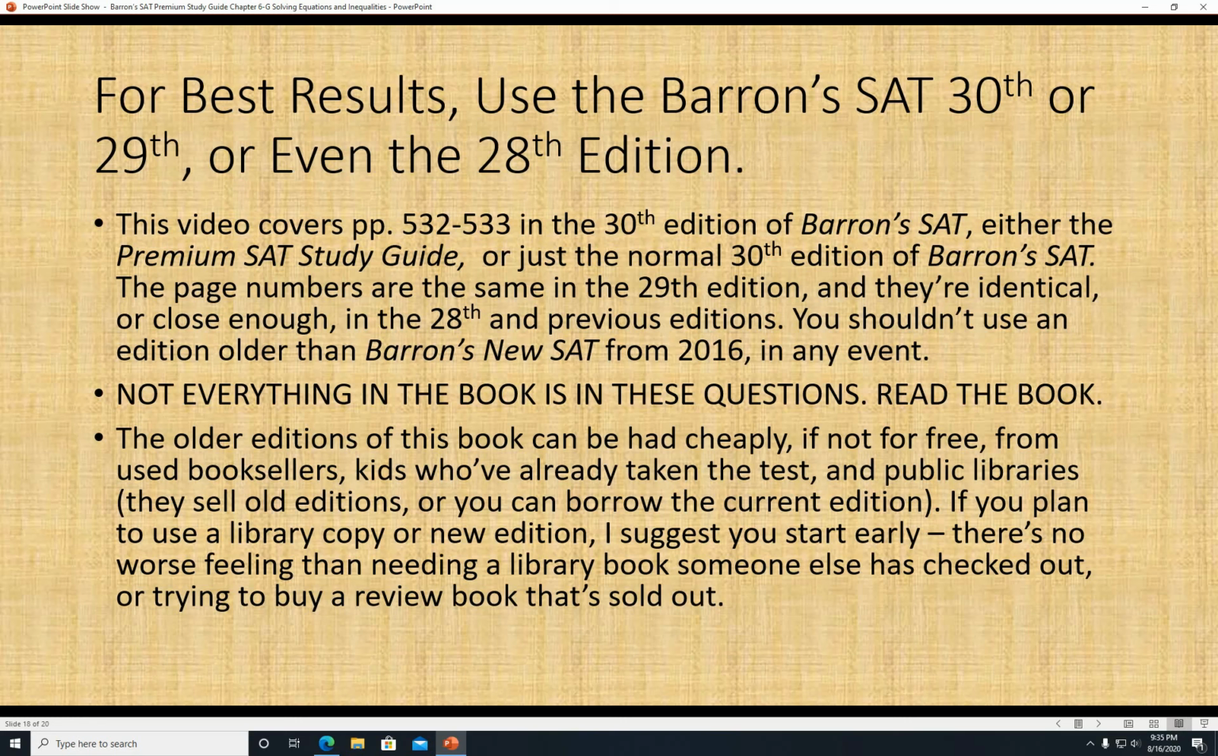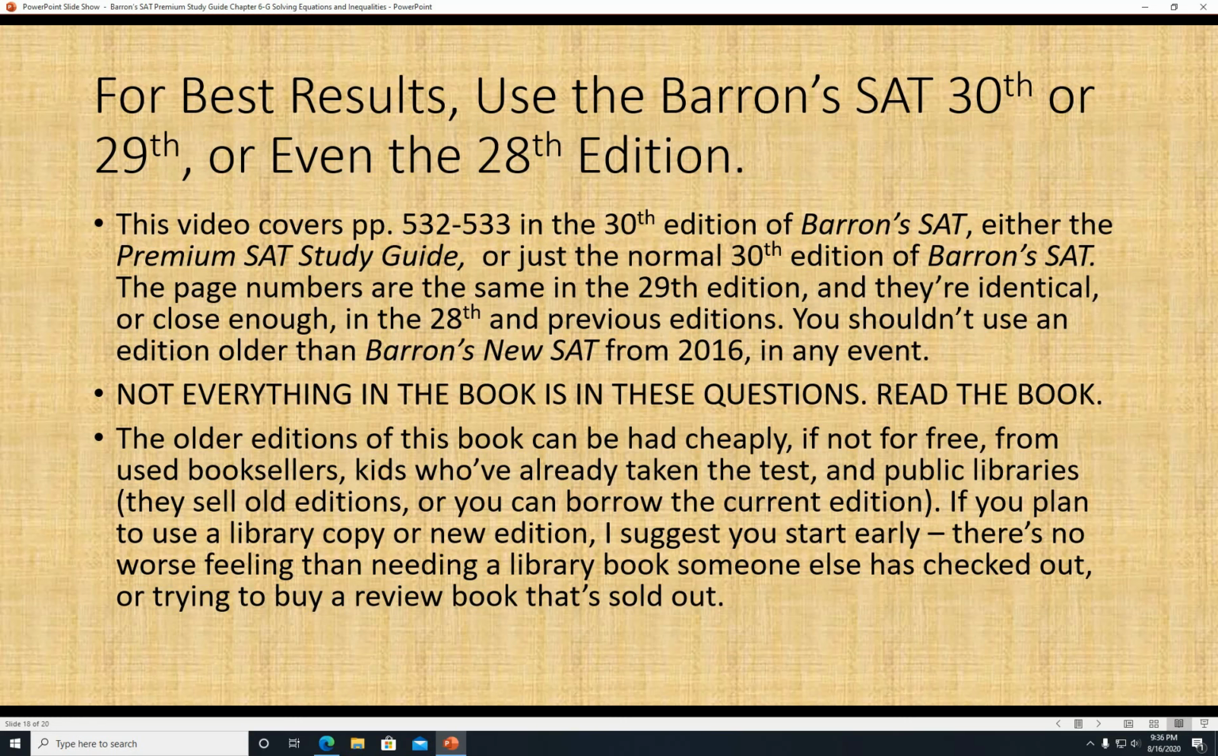Why you should get a copy of the book, you ask? Well, not everything in the book is in these questions, so it's actually good to look at the subchapters of Chapter 6 in this book and actually read it. And the older editions of this book, so the 28th or 29th editions, can be had cheaply, if not for free. You can go to used booksellers. You can talk to older kids who've already taken the test. You can go to public libraries. Public libraries in the San Francisco Bay Area often sell old test prep books and old any kind of books for literally a dime a piece.